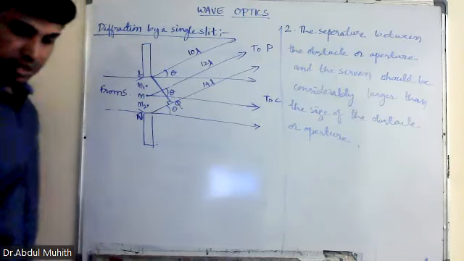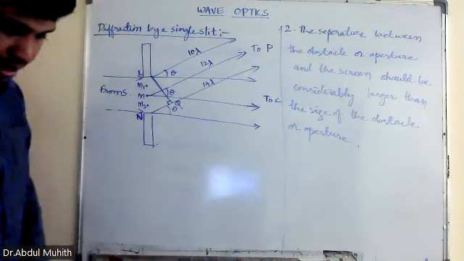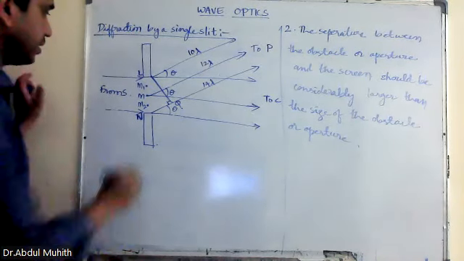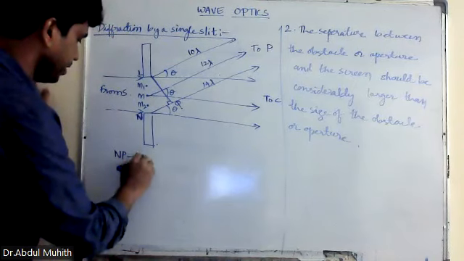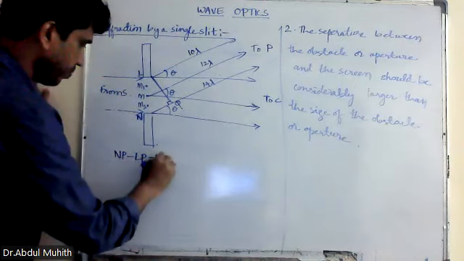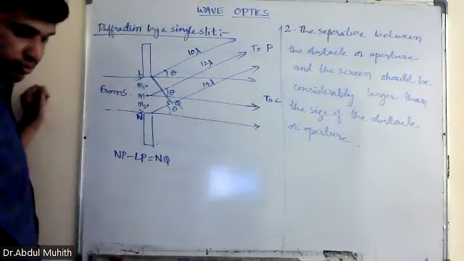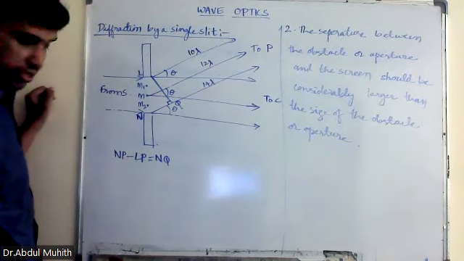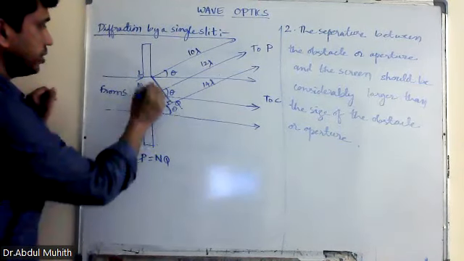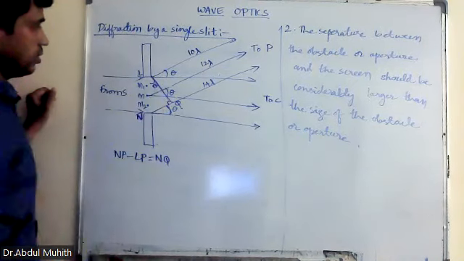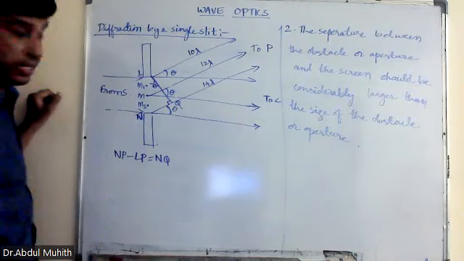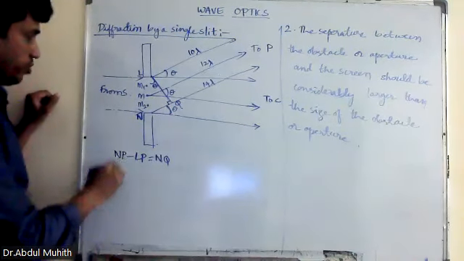So what is the formula here? Now we are writing here NP minus LP. NP minus LP is equal to what? NQ. So this is theta. This also will be theta. Is that clear? Are you understanding? Yes, sir. So therefore, what is the formula now?